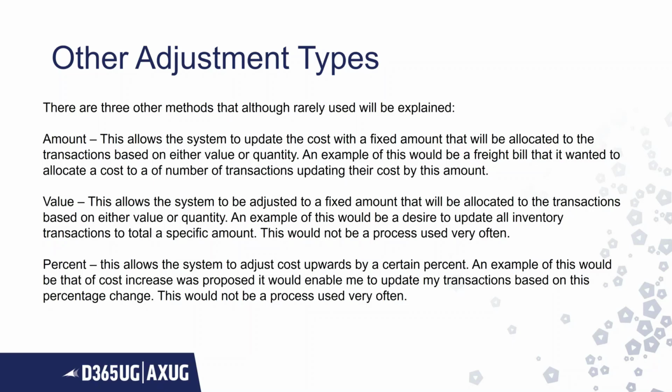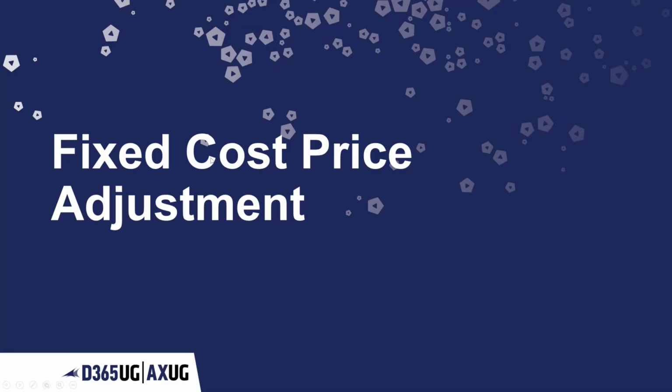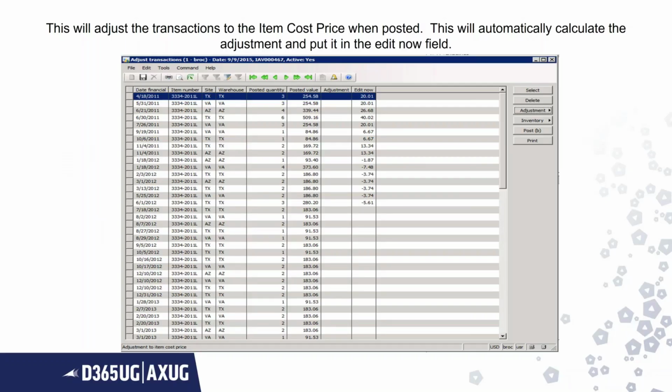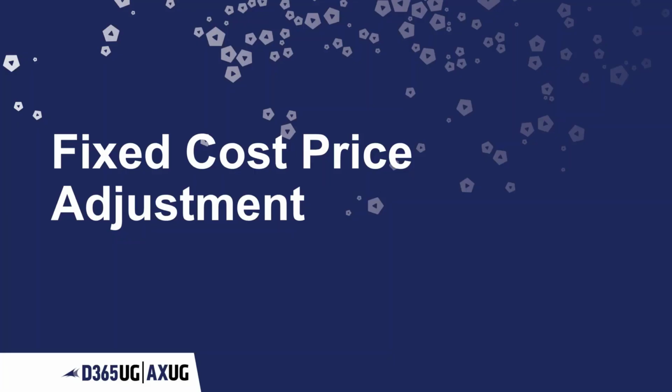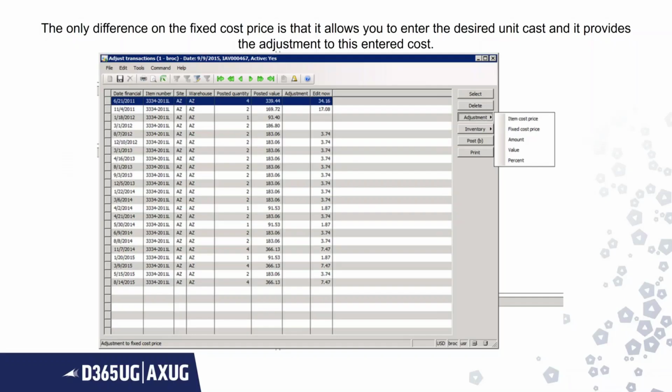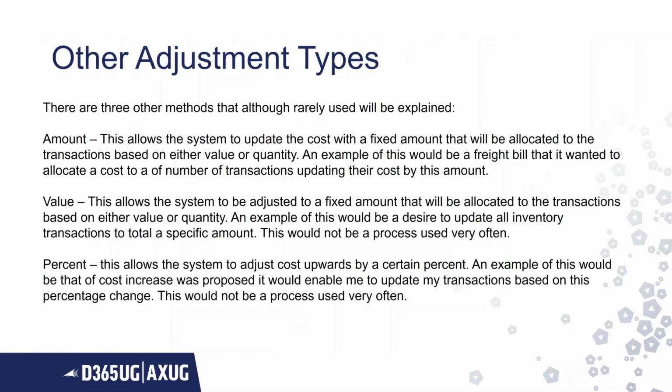They're called amount, value, and percent. So let's say I had a freight bill they wanted to allocate across a number of transactions. I want to make sure we understand the subtle difference. Fixed cost price says this is what I want the item to be costed out. I'm manually entering what I want the cost to be. And the other one, item cost price, is based on whatever the plan cost for that item is for that site. And when I get to these, amount says I've got a number of transactions selected and I've got a freight bill of $100. I want to allocate that $100 across those items.